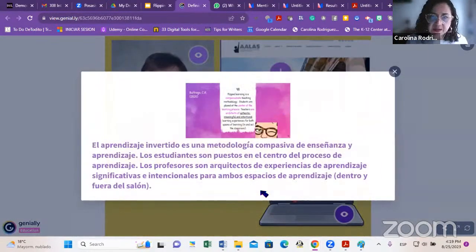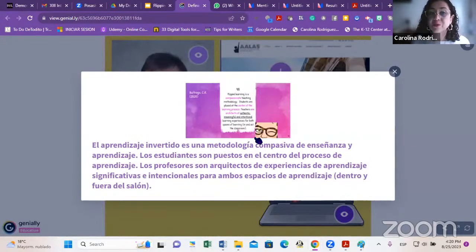In 2020, as I mentioned, I proposed my own definition, which is flipped learning is a compassionate teaching methodology. There goes my background in positive education. Compassionate, not in the Spanish sense of the word compasión, which is like pity. No, compassion in the English sense of the word, which is love, right? Which is I care for me as a teacher and I care for my students. I care for the learning process.